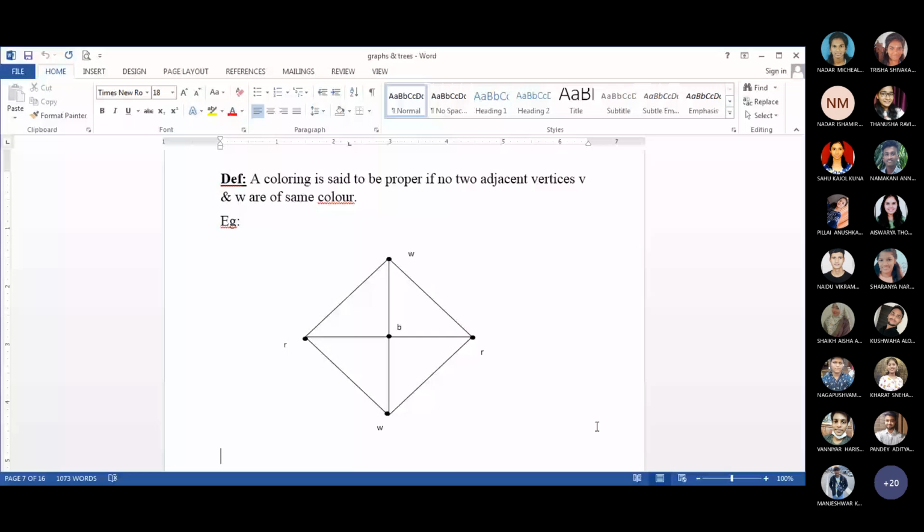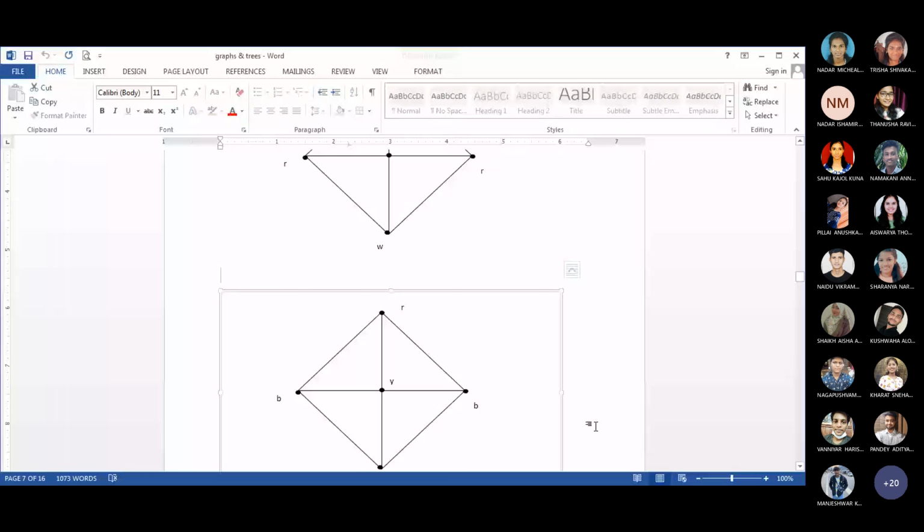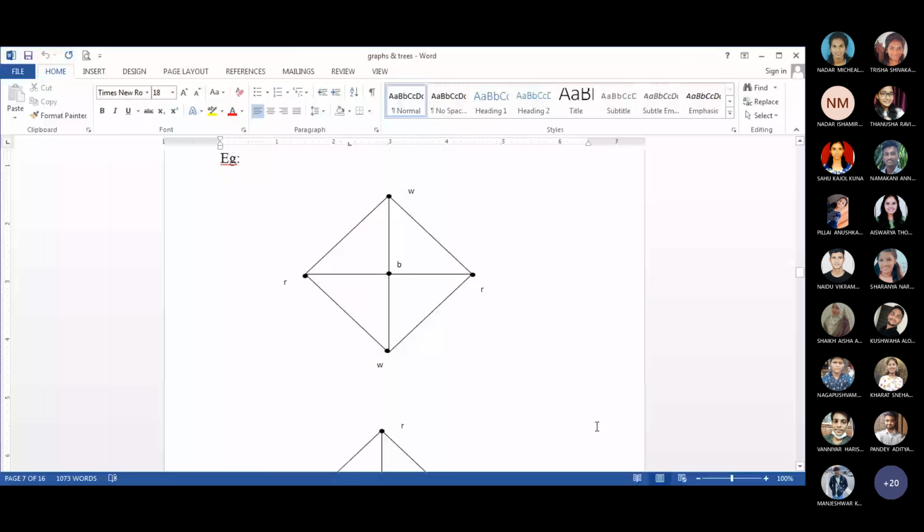This is one of the examples. We have a graph on 5 vertices. This is an example of proper coloring of a graph using 3 different colors. Okay, this is an example of a graph with proper coloring with three different colors. You can see no adjacent vertex has the same color.